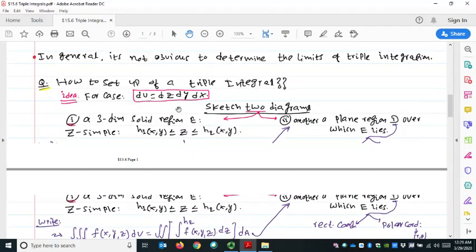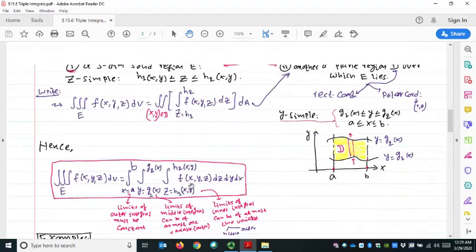One more small comment: if you change the order of integration here, then your limits also change, but keep in mind our integrand function f stays the same. Great. Now let's move on. Now we have a triple integral template. Now let's solve some examples.